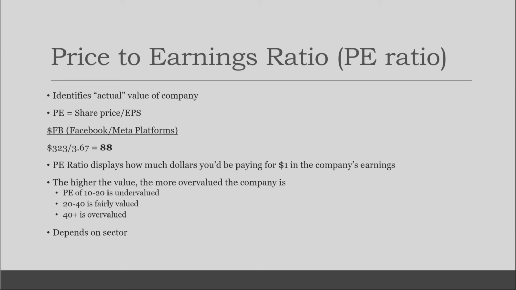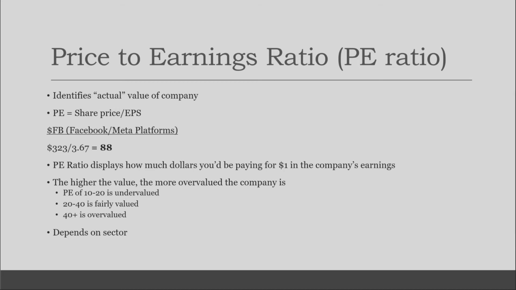A PE ratio of 10 to 20 is considered an undervalued company. A PE ratio of 20 to 40 is considered a fairly valued company, and a PE ratio above 40 is considered an overvalued company. This, however, depends on the sector and is not always the case. In tech retail, for example, there is extreme uncertainty, so being overvalued does not mean that the price will drop.